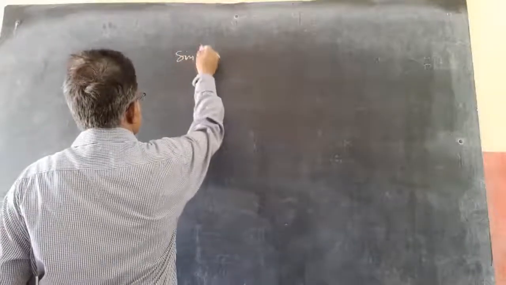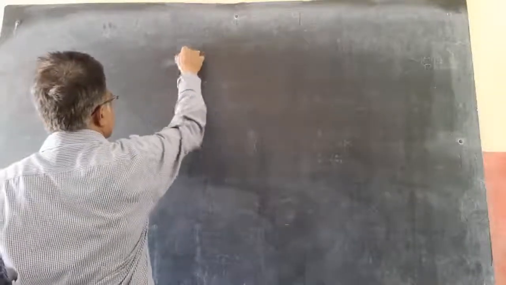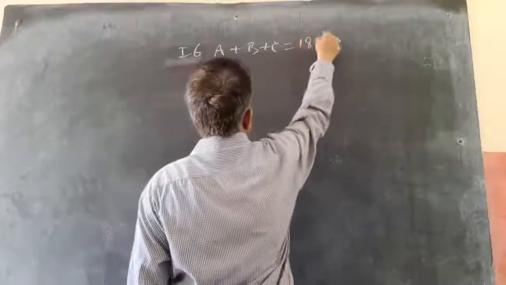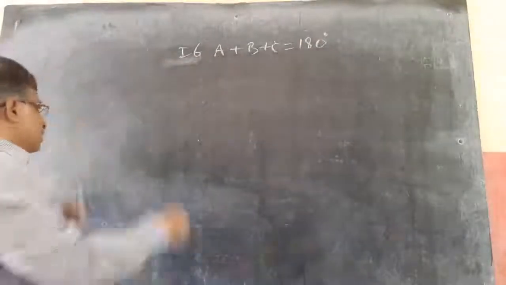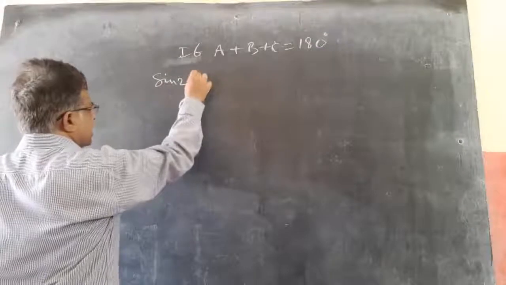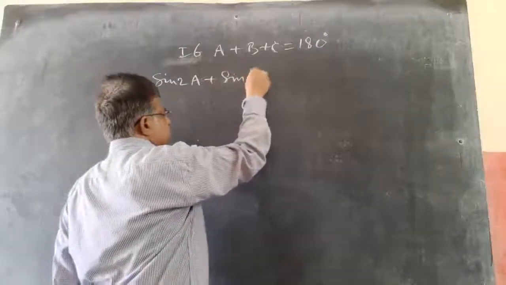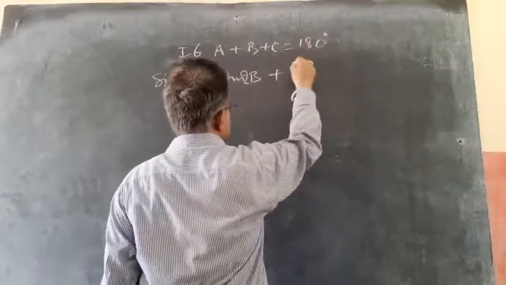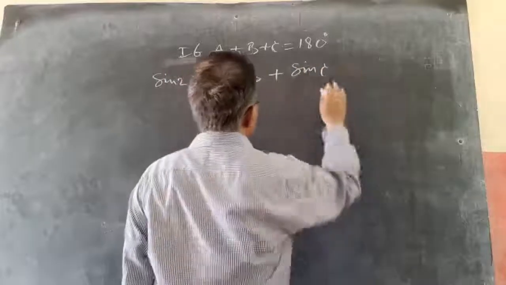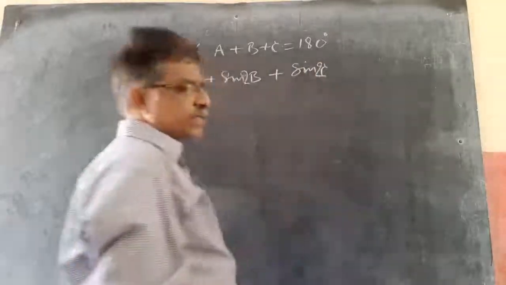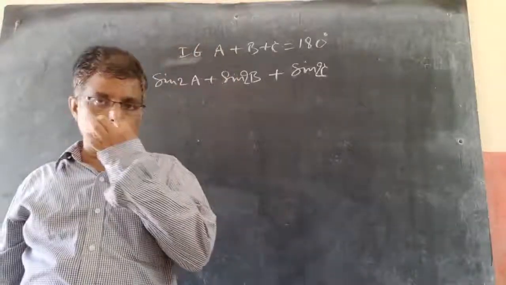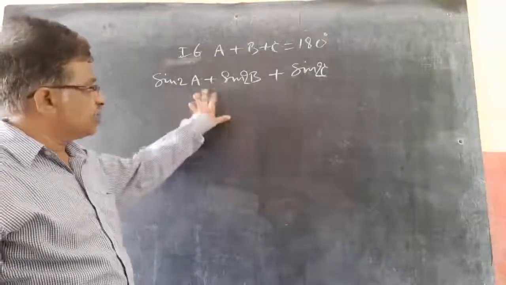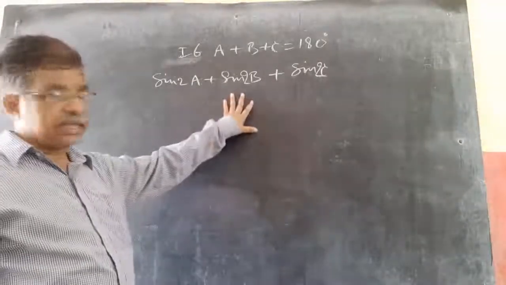is, if A plus B plus C is equal to 180 degrees, then find the value of sin 2A plus sin 2B plus sin 2C. How to find? Take any two of them, and apply the sin C plus sin D formula.